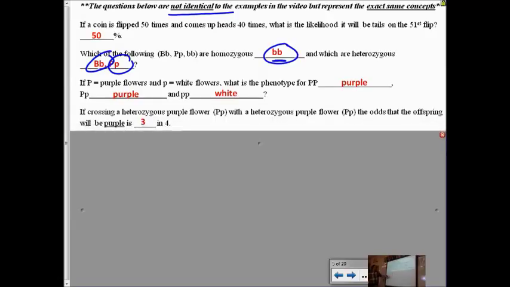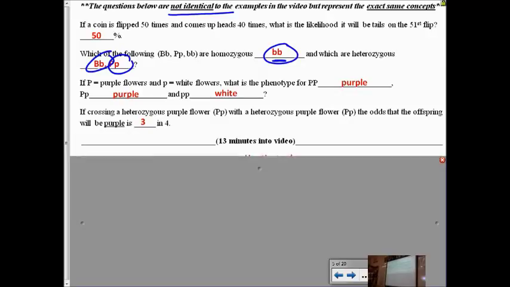Okay. When we are crossing a big P, little p with another one of the same, the offspring will be purple 3 in 4 times. 3 in 4. That's the only number that's correct there. There's 4 outcomes, 4 babies. 3 of them will be purple. The one that's not is the one that's white. Okay, then the last part.